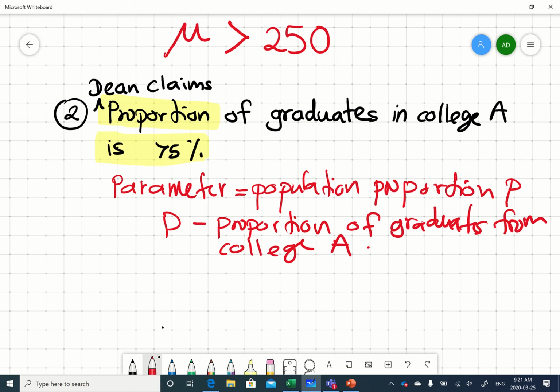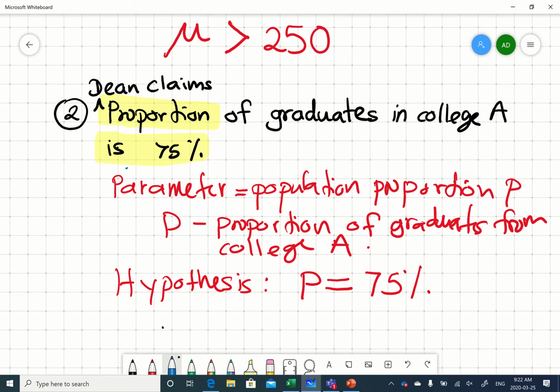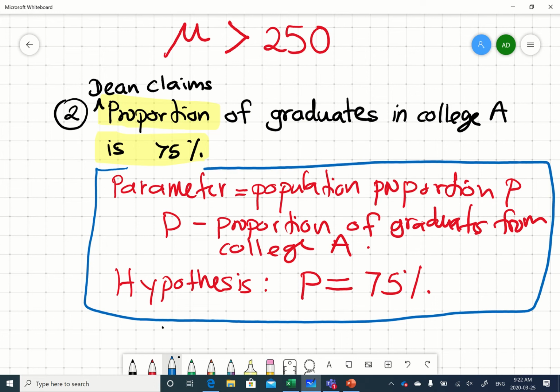Okay, and the hypothesis is proportion is 75%. There you go. Okay. So in a question, when you have to run a hypothesis test, your first job is to do this part. You have to identify the parameter of interest, and then you have to build the hypothesis. So you have to basically build this one on your own.